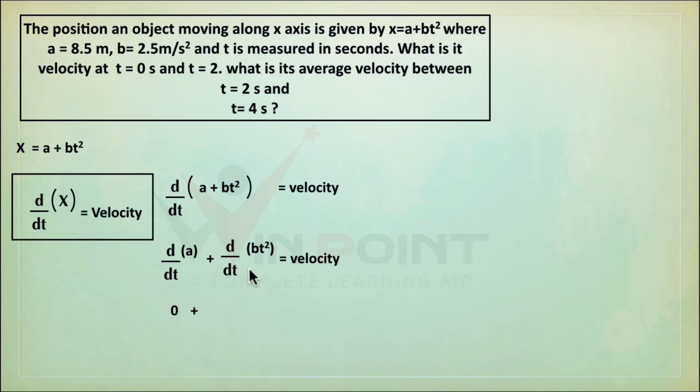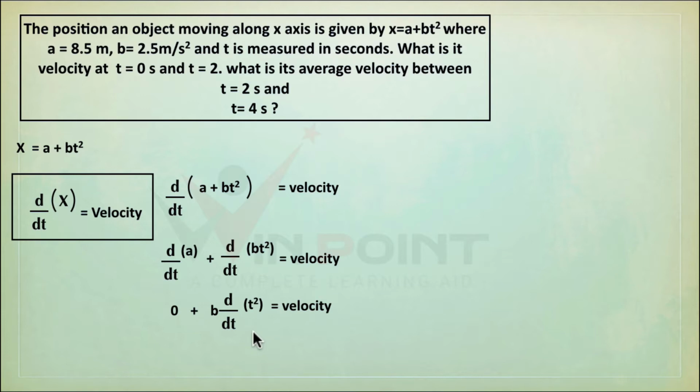We are going to change the equation again. B is a constant. We cannot differentiate a constant, so we are taking that constant outside. So it will be b into d by dt of t square equal to velocity. Now we need to differentiate this t square.